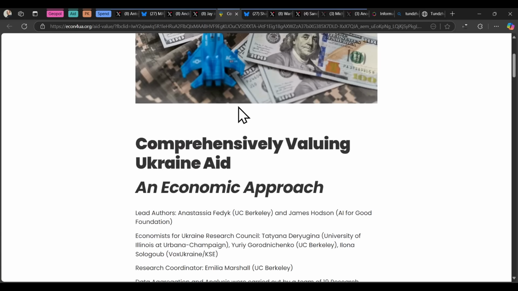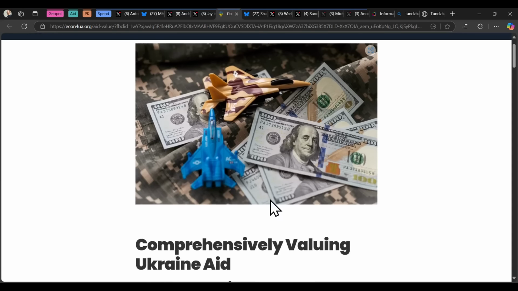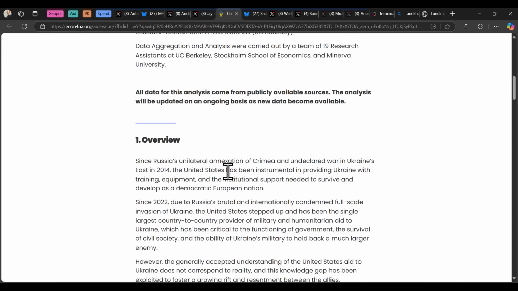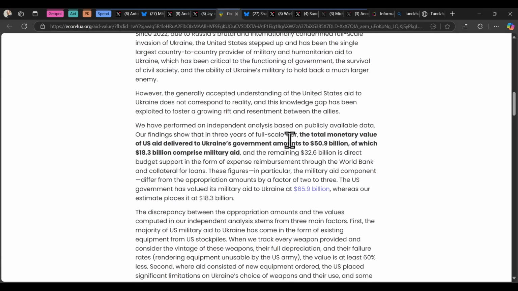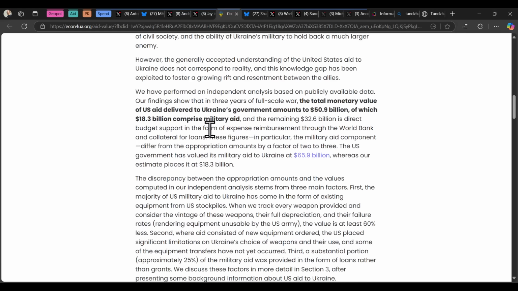This is Comprehensively Valuing Ukraine Aid and Economic Approach from Economists for Ukraine. So, yeah, we have performed an independent analysis based on publicly available data. Our findings show that in 3 years of full-scale war, the total monetary value of USAID delivered to Ukraine's government amounts to 50.9 billion, of which 18.3 billion comprises military aid, and the remaining 32.6 billion is direct budget support in the form of expense reimbursement through the World Bank and collateral for loans.